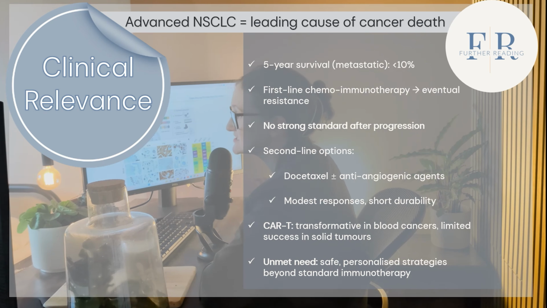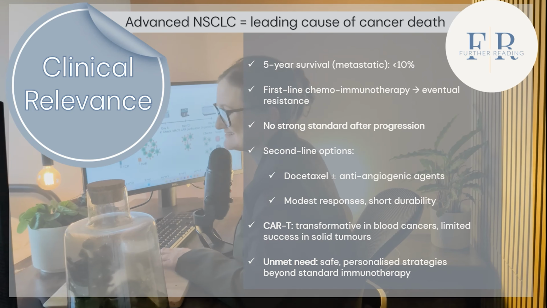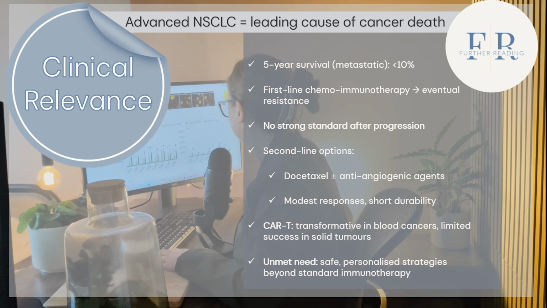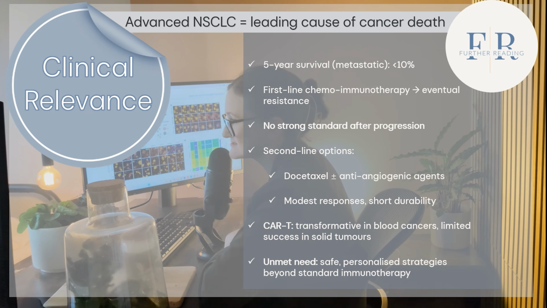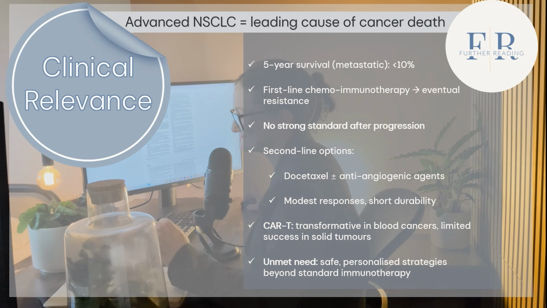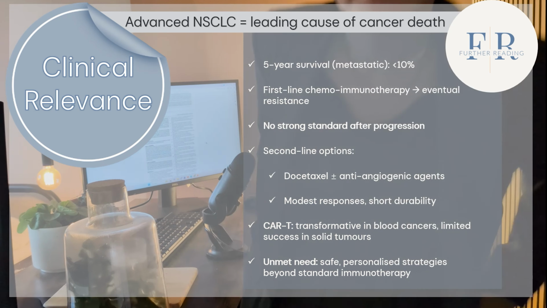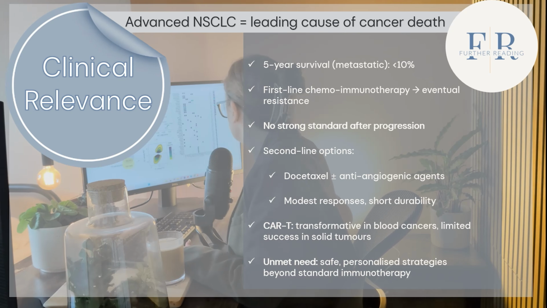This situation becomes particularly stark after progression on first-line chemoimmunotherapy. There's no clearly effective standard of care in this setting. Second-line options are largely limited to cytotoxic chemotherapy, such as docetaxel alone or combined with anti-angiogenic agents, and these treatments offer modest benefit at best. Response rates are low, progression-free survival is measured in months, and median overall survival after second-line therapy is often under a year. A substantial proportion of patients are too unwell to receive further treatment at all.